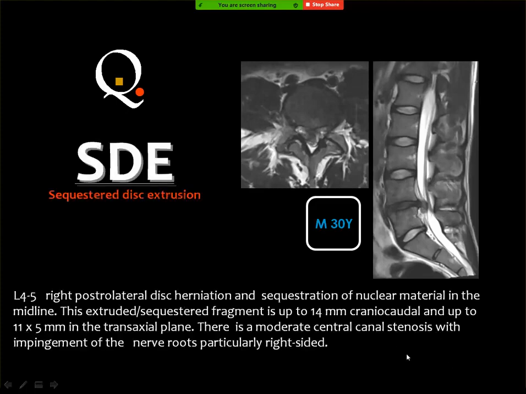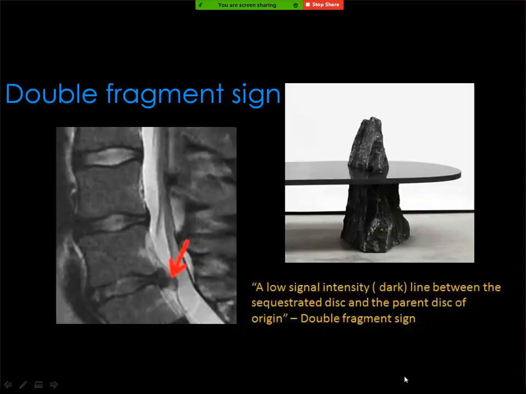Caudal migration. Then there is a newly described sign in the literature which indicates the presence of a line between the disc itself and the other disc component, and this is highly suggestive of disc sequestration. And it's not needed that you see that the sequestrated fragment is totally separable from the disc itself. This sign is known as the double fragment sign. And between the two fragments, you get a line.